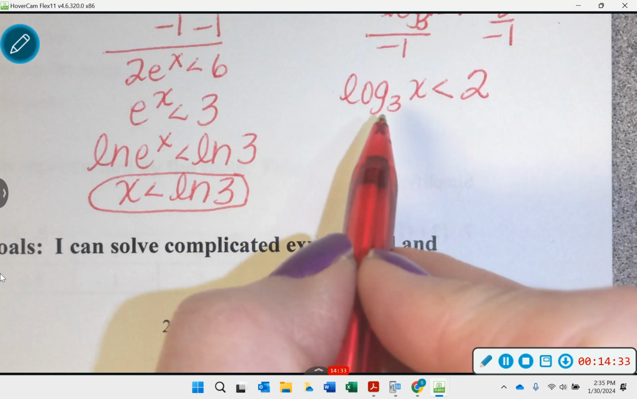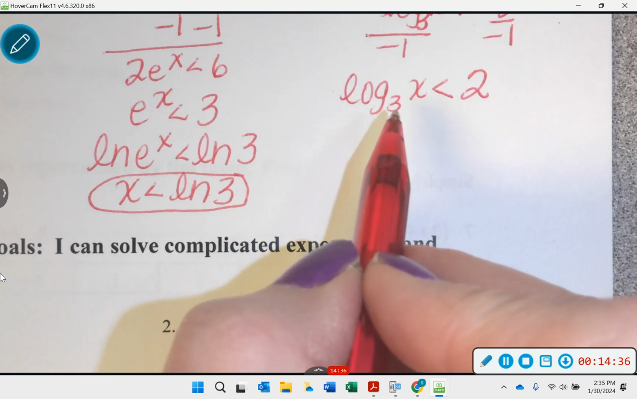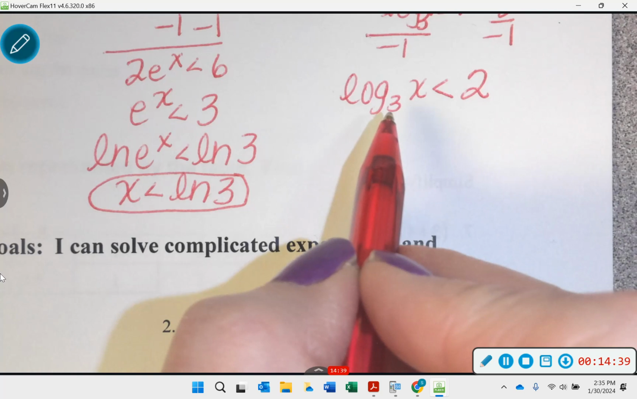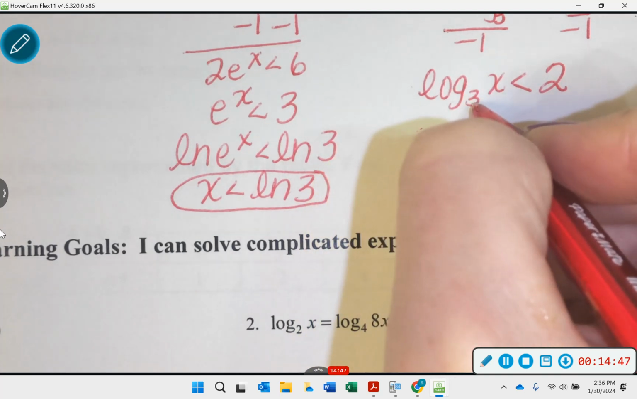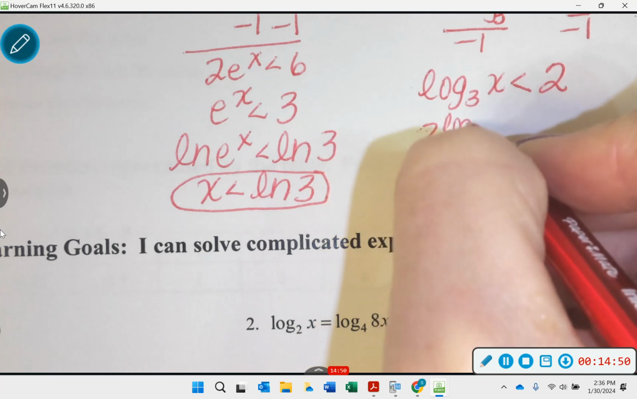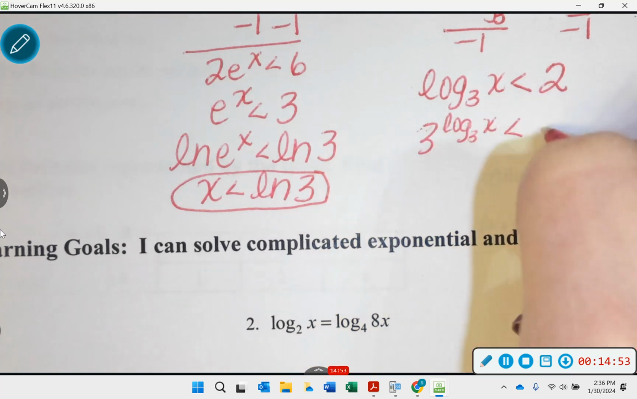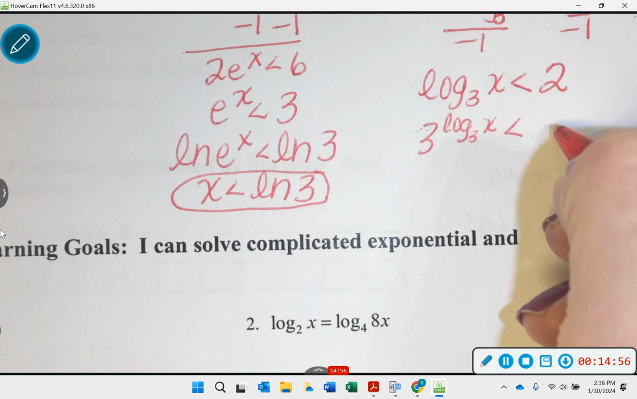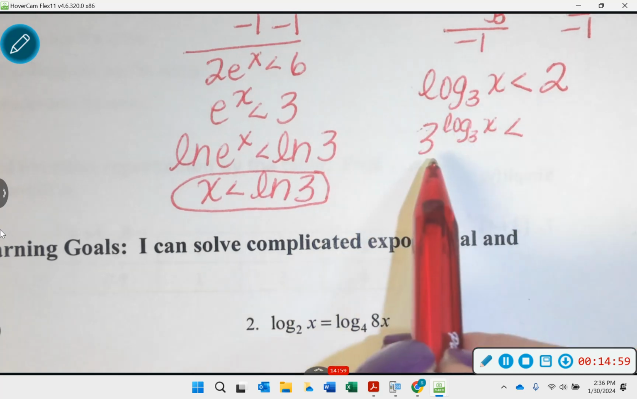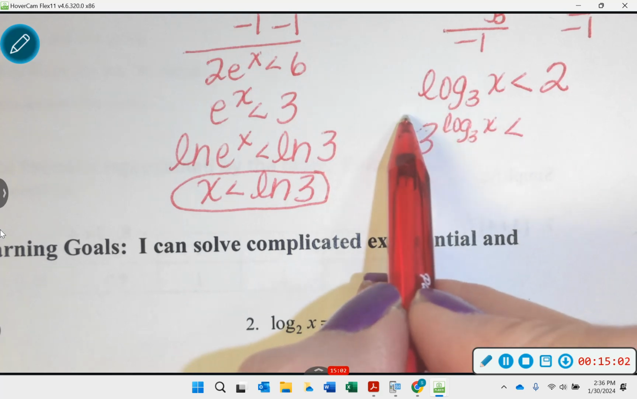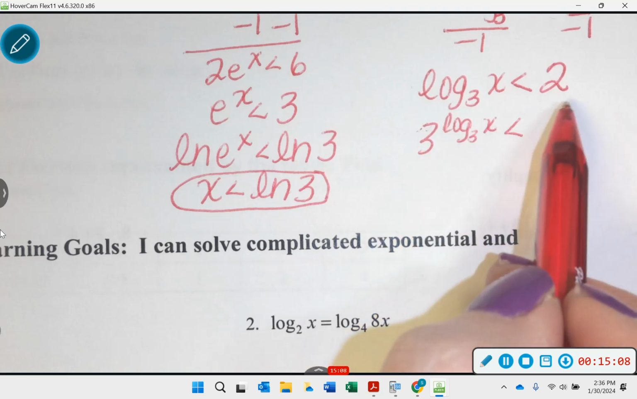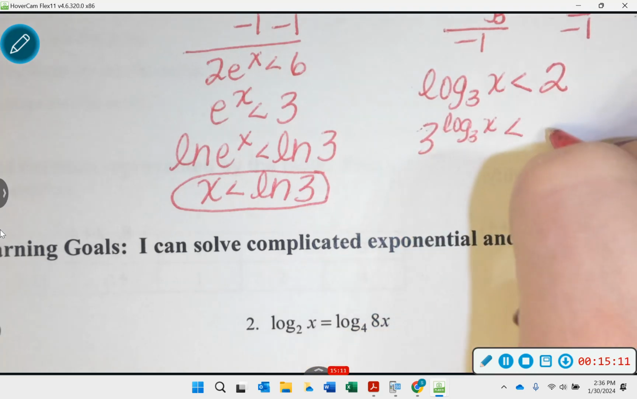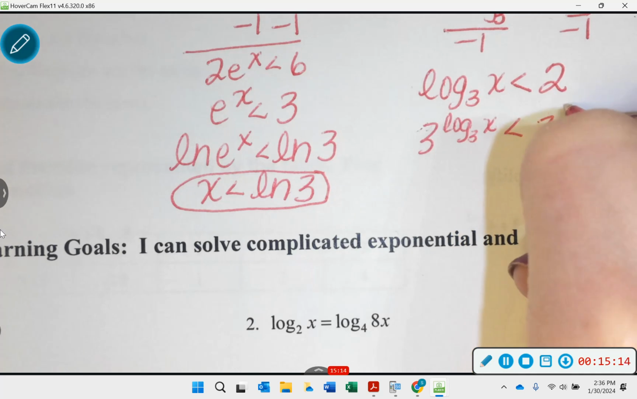How do we undo log base 3? What's the opposite or inverse operation? Yeah, you got it. So I have to exponentiate both sides with the same base as the log. So I do 3 to the log base 3 of x is less than, what do I do over here? I'm doing 3 to the log base 3 of x. So if I exponentiate this side with a base of 3, I exponentiate this side with a base of 3. So it's going to become 3 to the second.